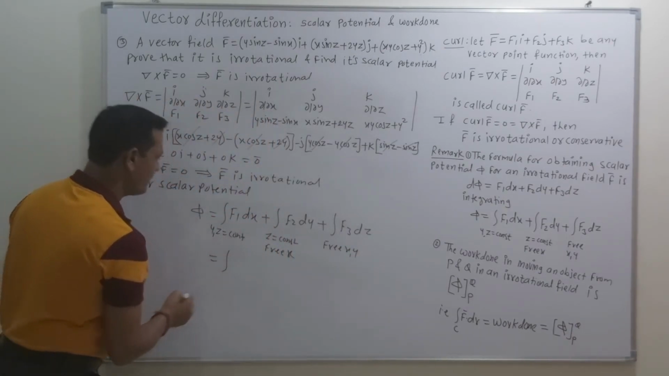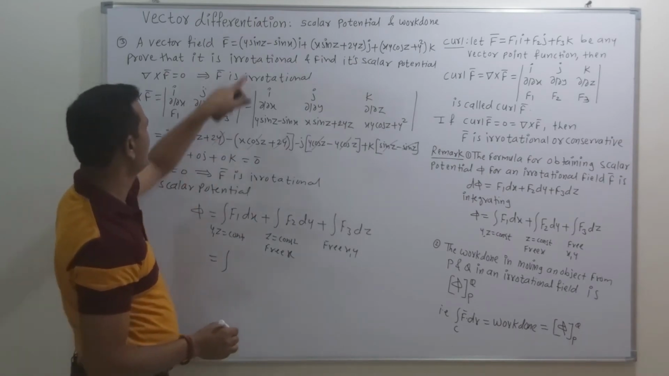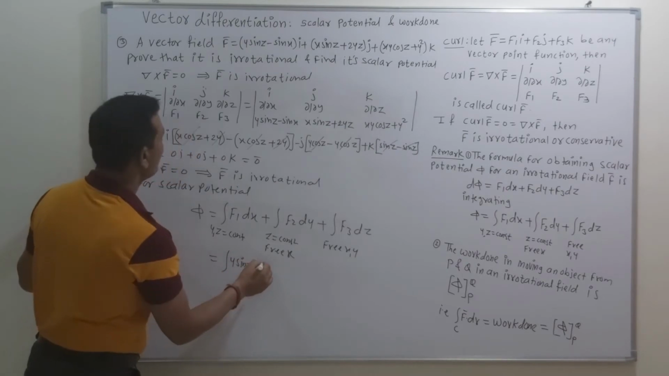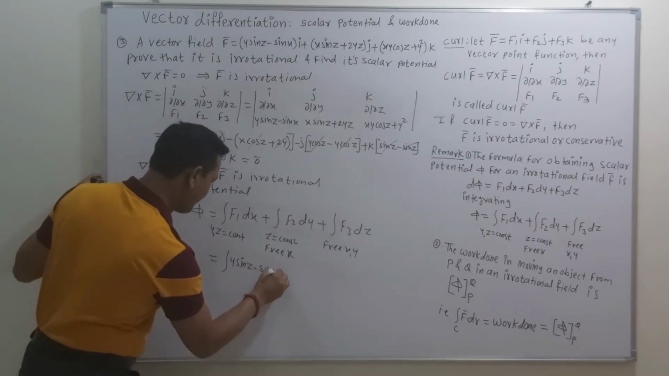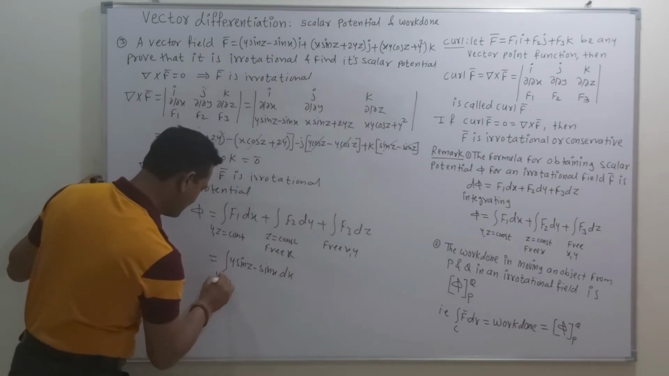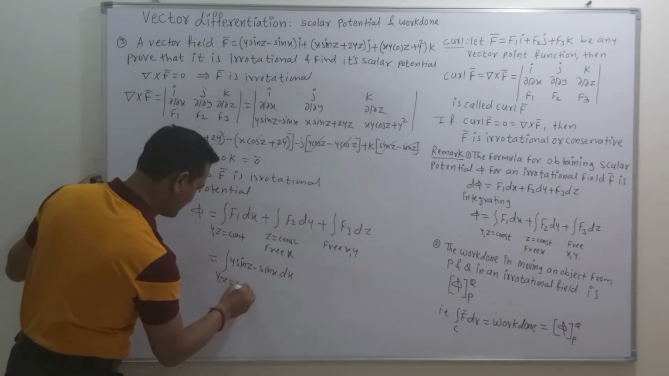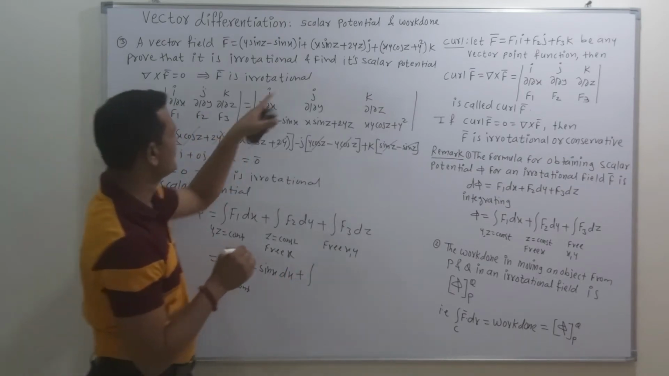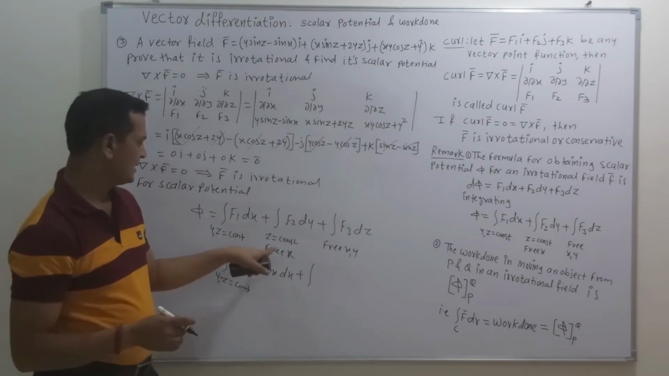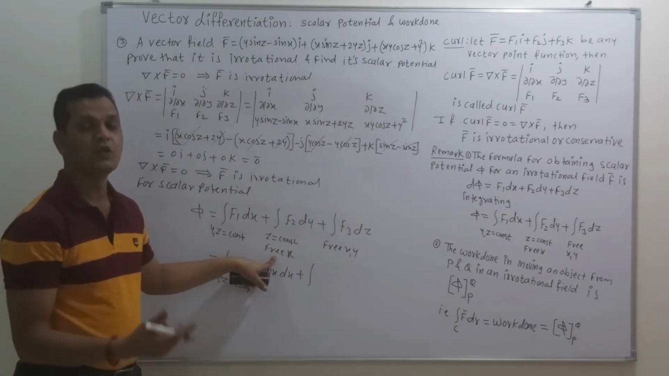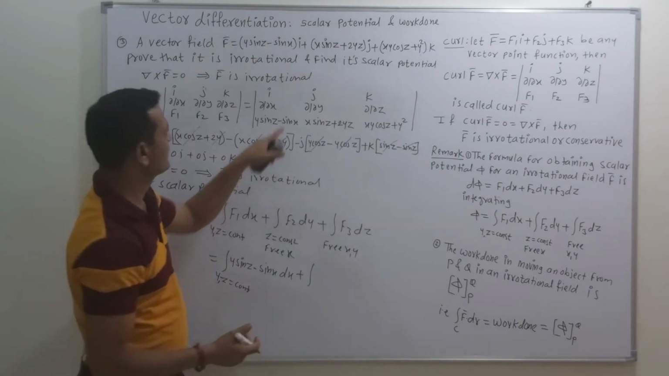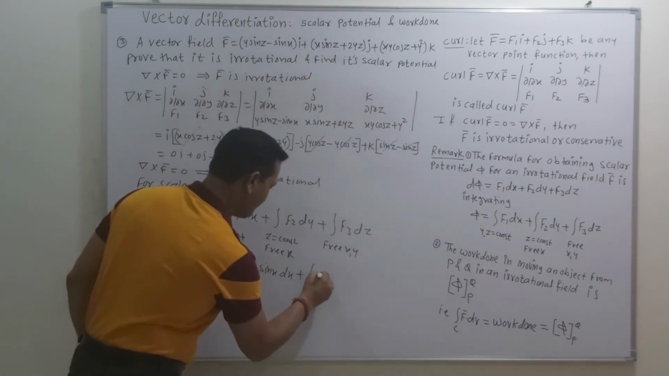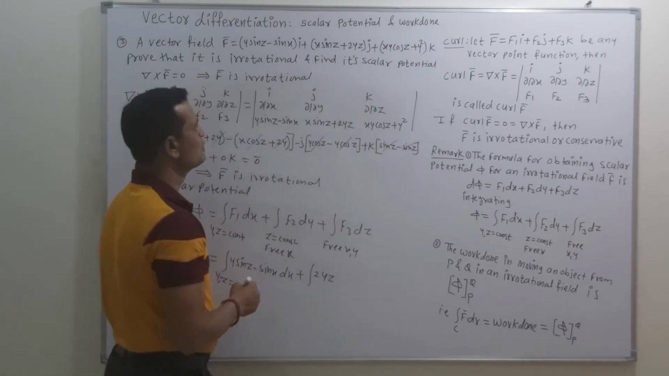Now just put the values here. The value of f1 dx. So the value of f1 is y times (sin z minus sin x) dx. In the first integration, this y and z are constant, plus the integration of f2. So this is the value of f2, but while taking the value of f2, choose only those terms which are free from x. So here x is available, that means we have to drop this term. So the next term is free from x, which is 2yz.